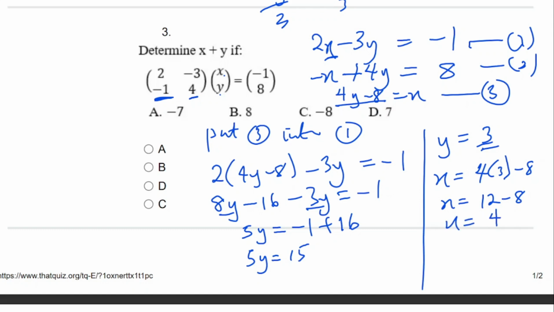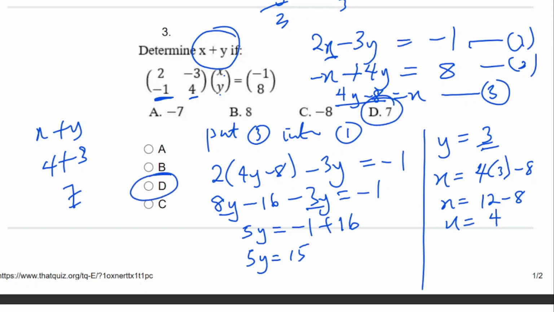But the question says x plus y. So we then say x plus y. x is 4. y is 3. So therefore, the answer is equal to 7. 7, that's option D.